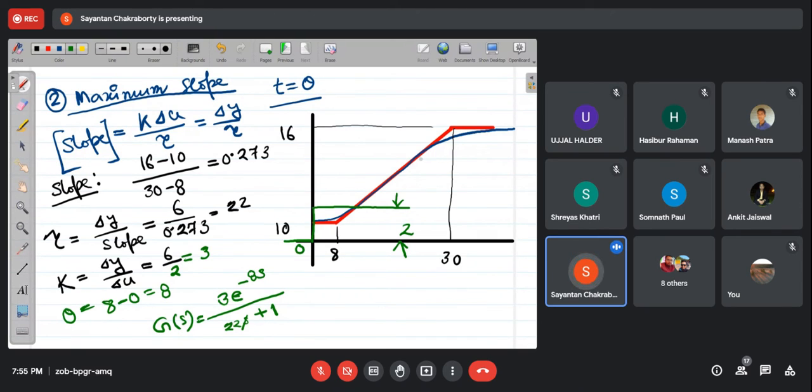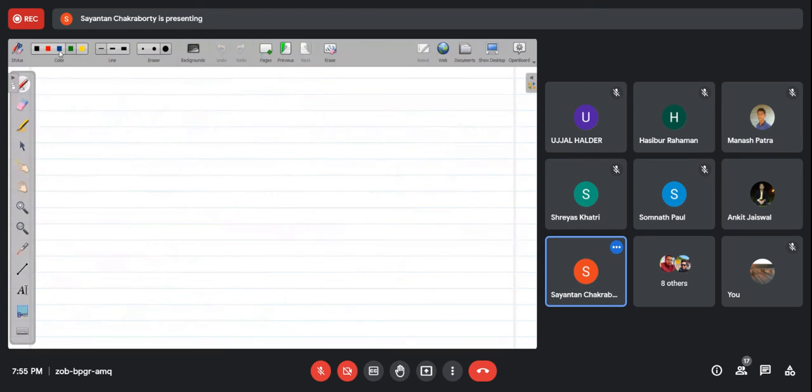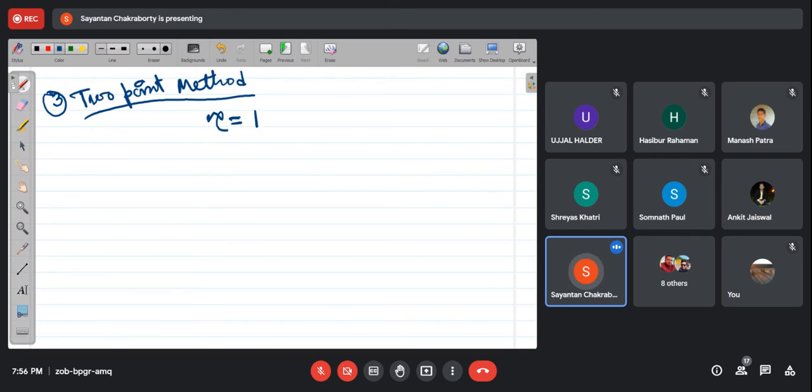So this is another method, called the maximum slope method, of calculating the tau parameter, because K and theta can be easily calculated. And there is one last method, which is called the 2-point method. 2-point method means you obtain the time required for the response to reach 2 points. That is, your tau is defined as 1.5 multiplied by the time required for the response to reach 63.2% minus the time required to reach 28.3%. This will give you tau.